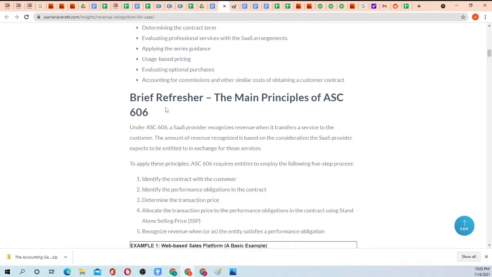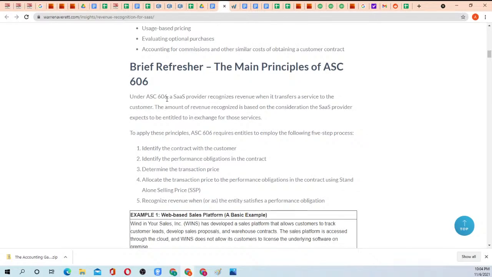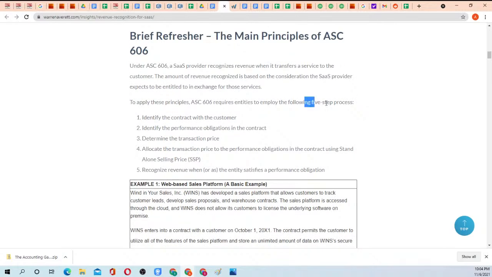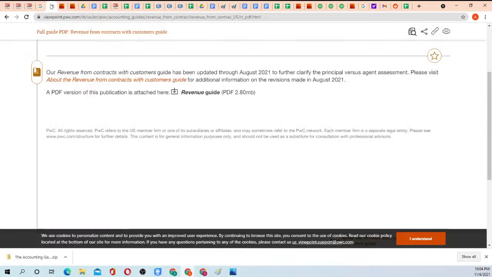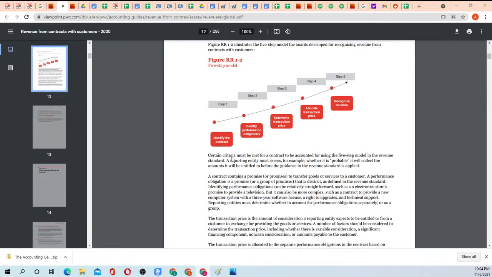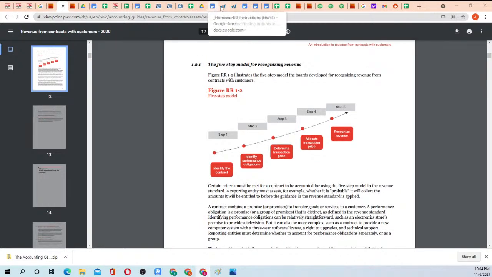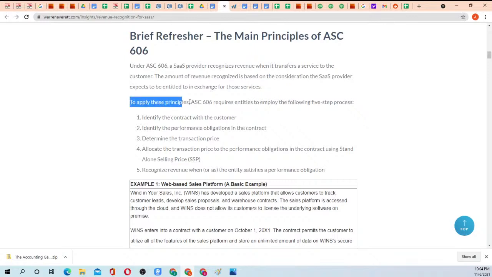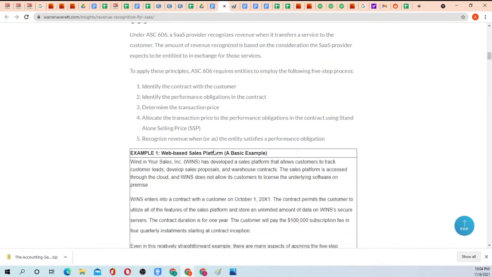Main principles of ASC 606. Okay, so here we have a 5-step process. If you've been to the morning lecture and you go to the guidance, let me share the guidance with you. It is the same 5-step process which we have here in the article. So any mention of a principle in the article, we can reference to the guidance.